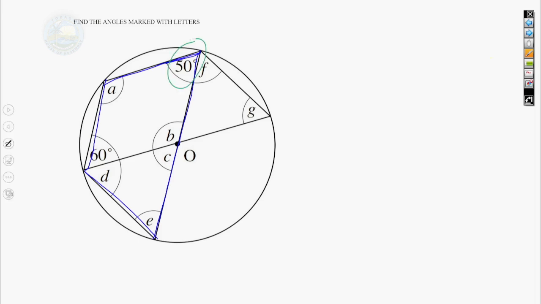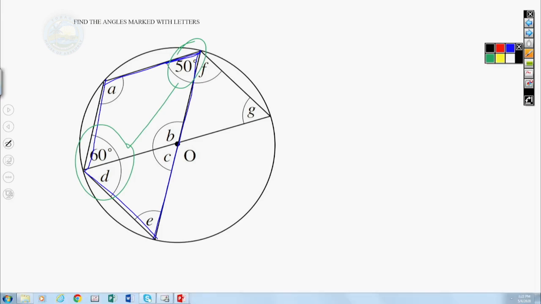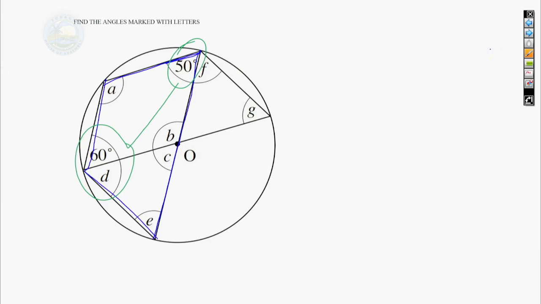So this 50 and this angle will add up to how much? 180 degrees. So let's do that in the meantime. 50 plus this angle. Now what's this total angle? This total angle is 60 degrees and also this D angle. So that will be 60 plus D. And when we add up those, we will get 180 degrees.